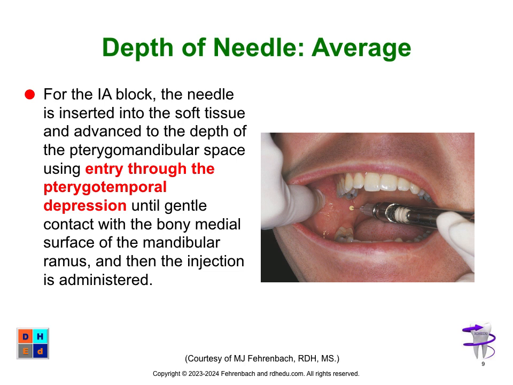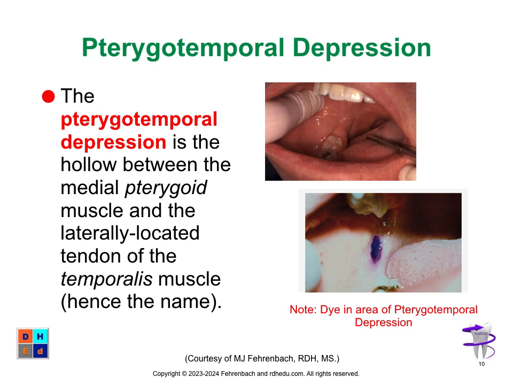Again, gentle contact, we talked about that on the medial surface of the ramus, and then the injection is administered, not until then. So again, pterygotemporal depression. Let's look at some ways we can see it clinically. Here's, it's like a hollow. It's between the medial pterygoid muscle, there's the pterygoid part, and the laterally located tendon of the temporalis muscle. Thus the name, hence the name.